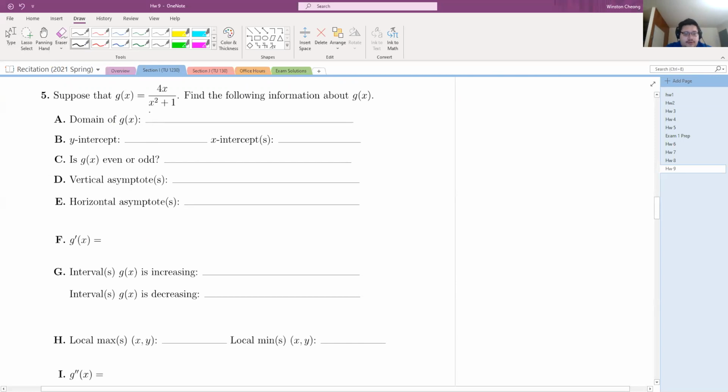Okay, domain. So you look at this and you realize that the denominator is never equal to 0. It's always positive. So that means that the domain of this is everything. We should just put -infinity to infinity.